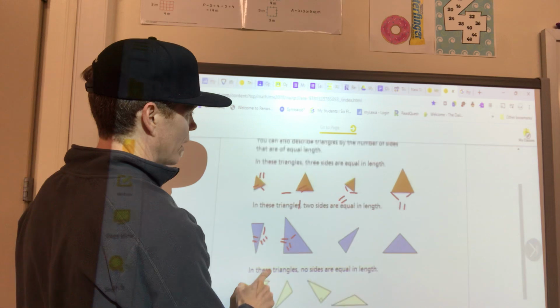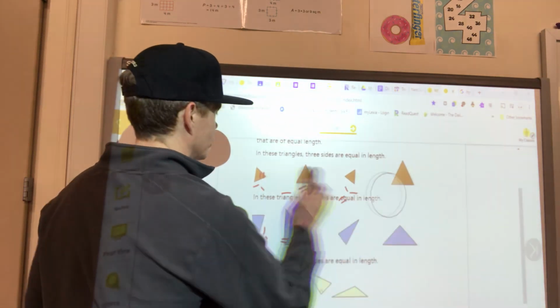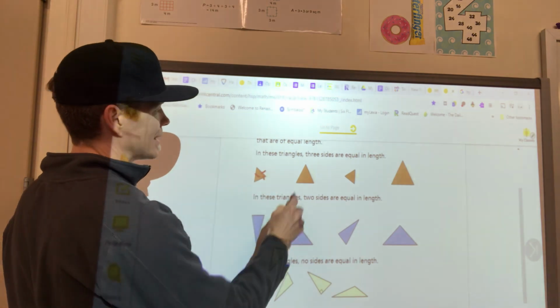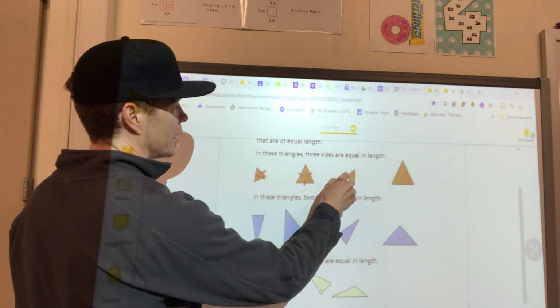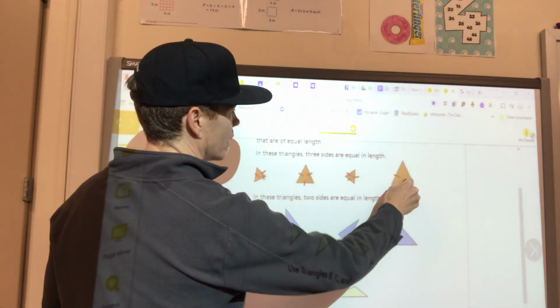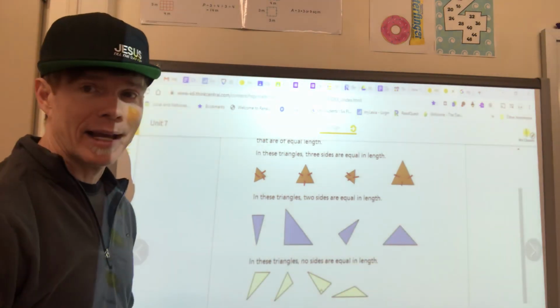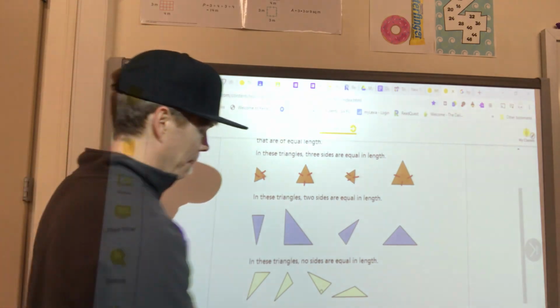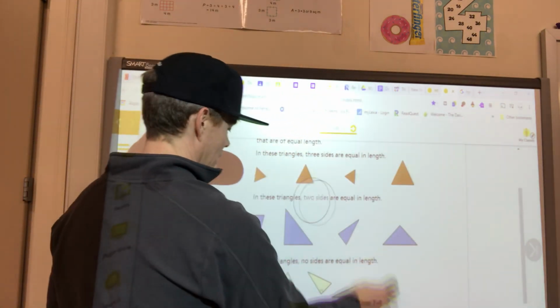I can also do that with my equilateral triangles. Notice with my equilateral triangles, if they're all the same, then they have the same marking. So then you can quickly look at it and say, wait, they're all exactly the same length. Instead of getting out your ruler and measuring it, you can quickly see that.